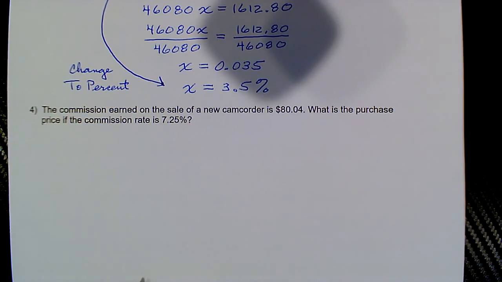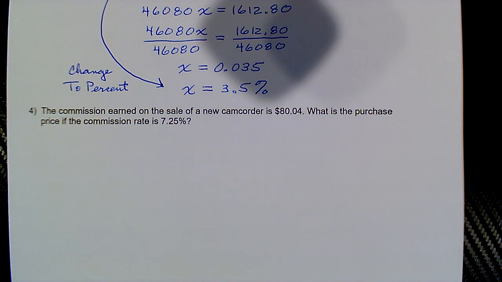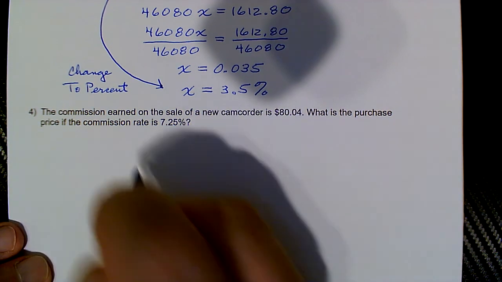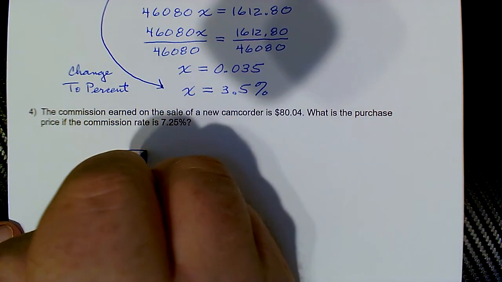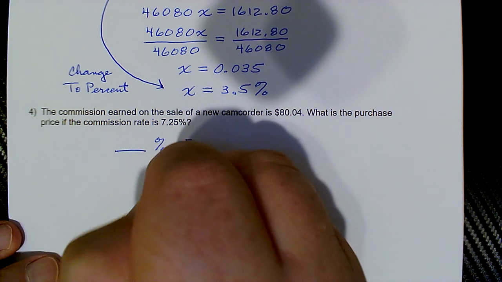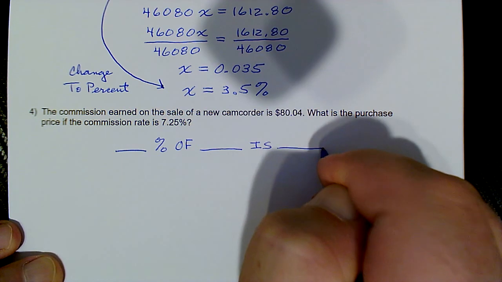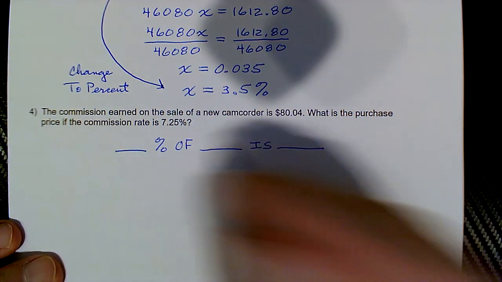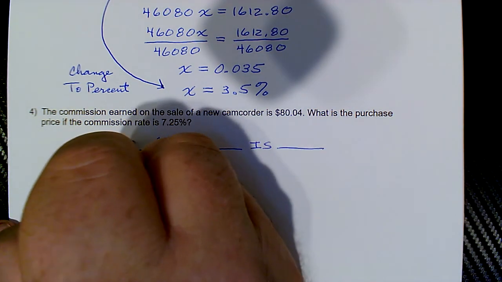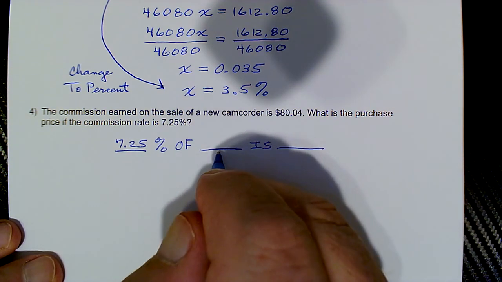All right, final example. Commission earned is $80.04. What's the purchase price if the commission rate is 7.25%? So it's just a percent problem again. Our standard formula: blank percent of blank is blank. The percentage is given. That's the 7.25. Remember, the base, which follows the word of, is the purchase price.